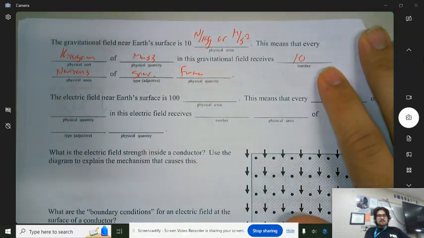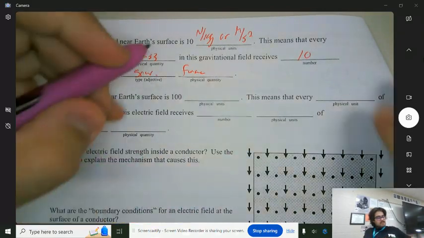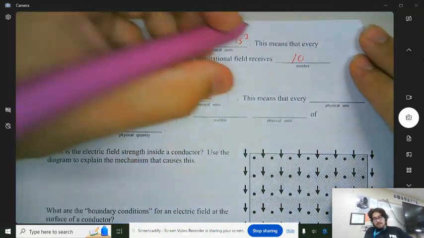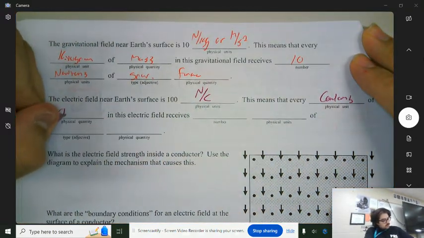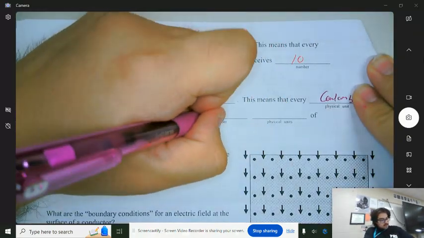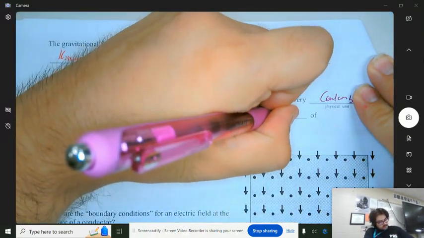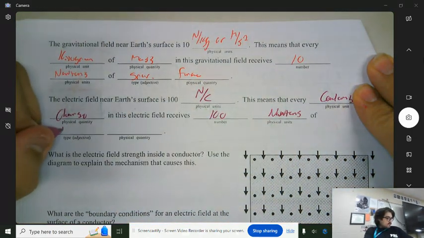Okay. The electric field near Earth's surface is approximately 100 newtons per coulomb. So that means that every coulomb of charge, okay, receives 100 newtons of electric force.